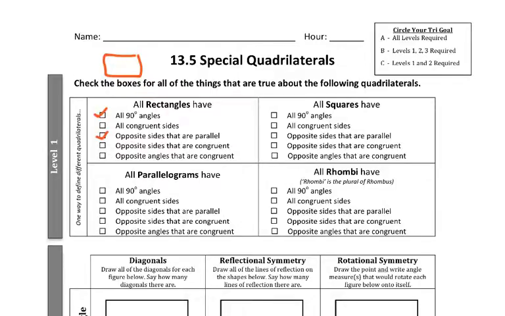Opposite sides are congruent. Are they the same length? Well, yeah, with rectangles, that's true. And opposite angles are congruent. Well, yeah, all of the angles are 90 degrees, so that definitely seems like a true statement.